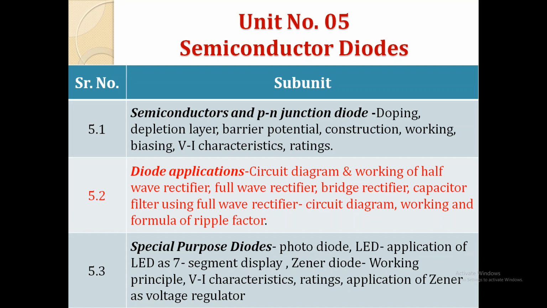In the second subunit, diode application. It means that in the first part we have to learn the PN junction diode, and in the second part we are going to discuss its application, that is, diode application. So in that application, the circuit diagram and the working of half wave rectifier, then full wave rectifier, then bridge rectifier, capacitor filter using full wave rectifier, circuit diagram, working, and formula of ripple factor. These points we are going to discuss in the diode application.